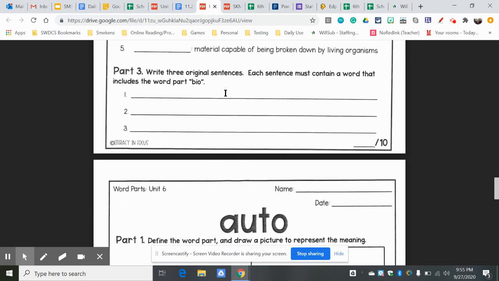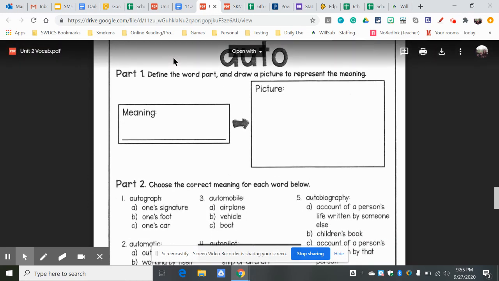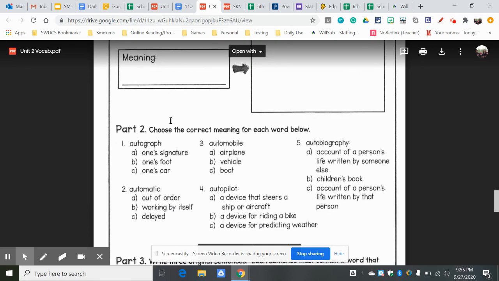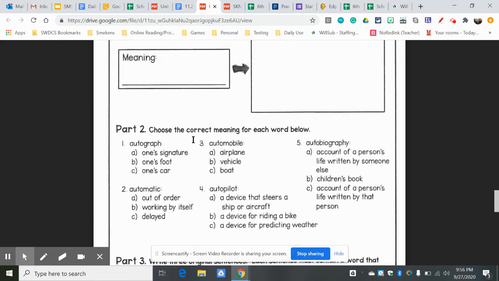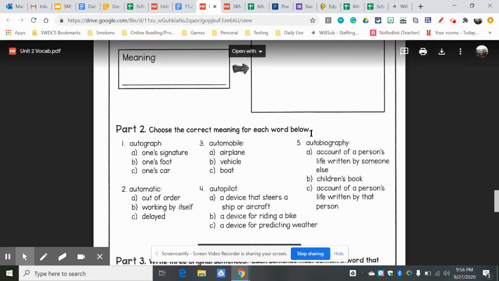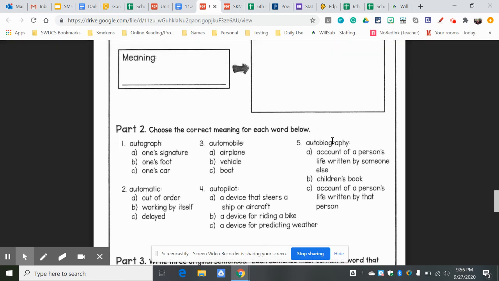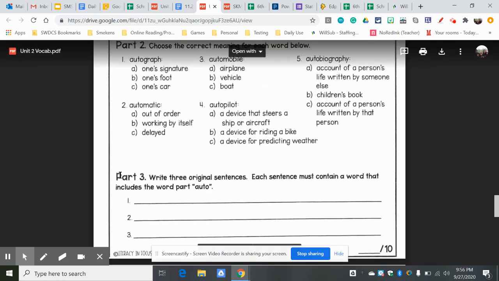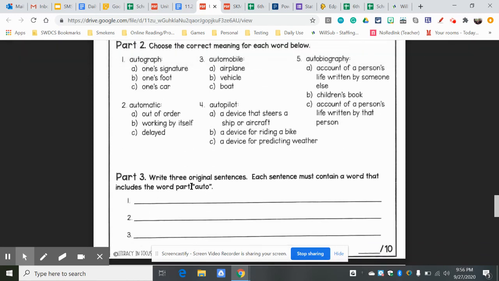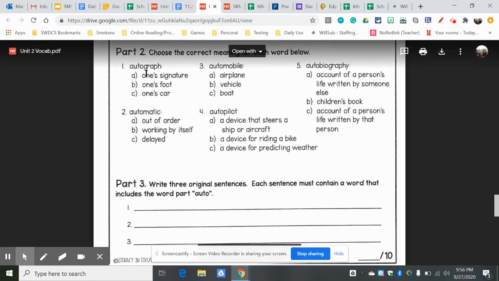On the auto pages, you're doing meaning and picture, and then you're choosing the correct meaning for each word below. So autograph, and you're figuring out which one of those it means. If you don't know what any of these words mean, autograph, automatic, automobile, autopilot, autobiography, make sure you look it up so it can give you a definition. And then part 3, you're writing 3 original sentences using some of the words. I would definitely try to use autograph, automobile, maybe even autobiography as some of your sentences.